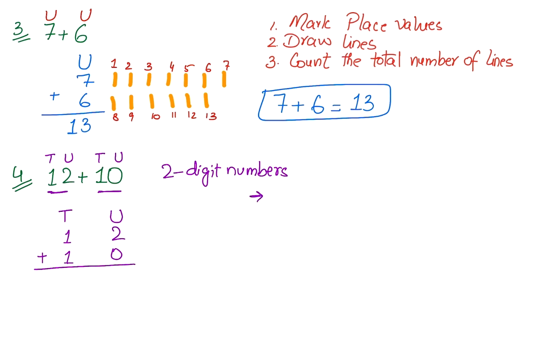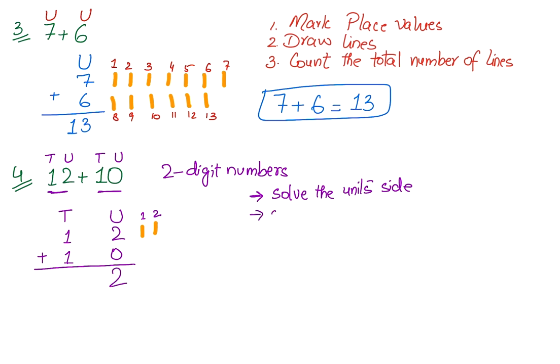Now you will first solve the unit side. Here we have 2 plus 0. So we will draw 2 lines. And this is the number 0, so we won't make any line. This will be empty. Now count the total number of lines. So we have 1 and 2. The total number of lines is 2. And so we will write 2 here.